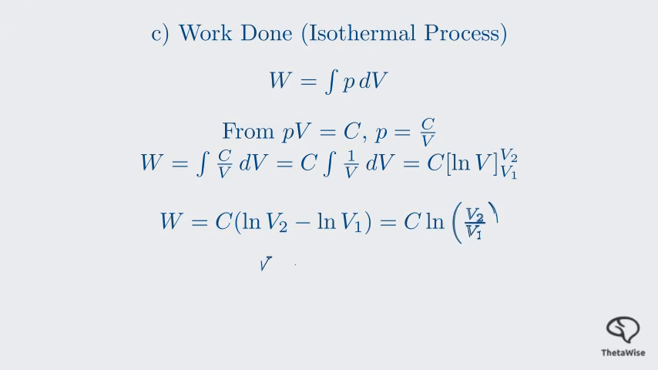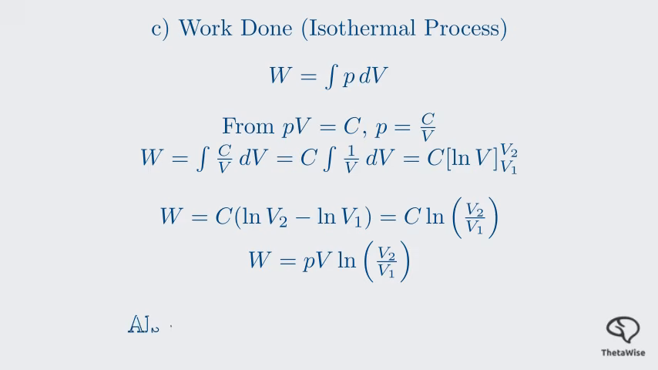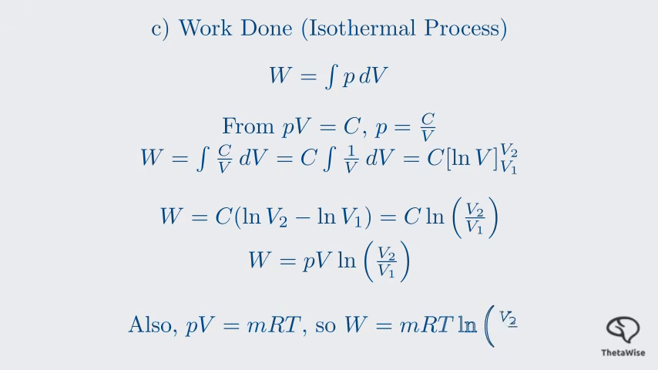Since C equals PV, we can write the work done as P times V times the natural logarithm of V2 over V1. Using the ideal gas law, PV equals mRT, we can also write the work done in terms of temperature. W equals mRT times the natural log of V2 over V1. Since T is constant, this is the same at any point on the isotherm.